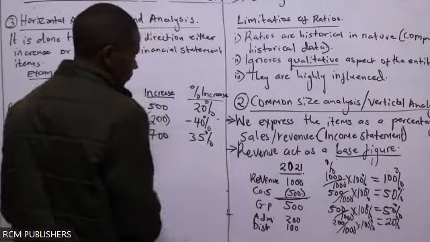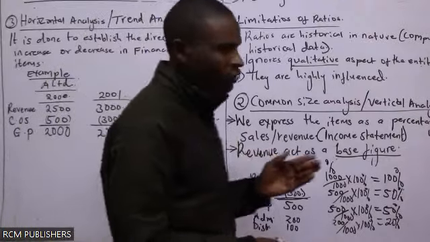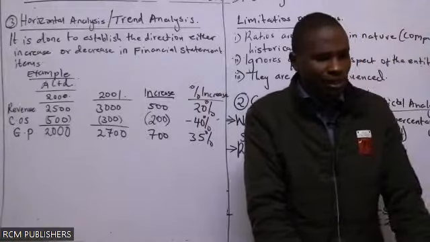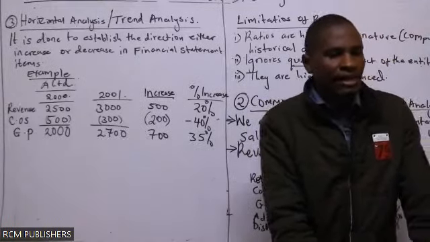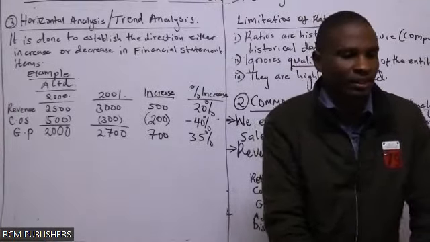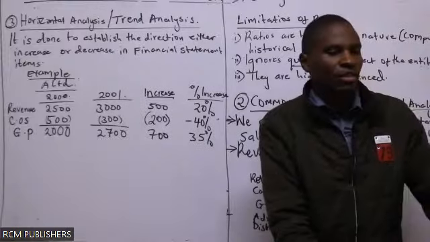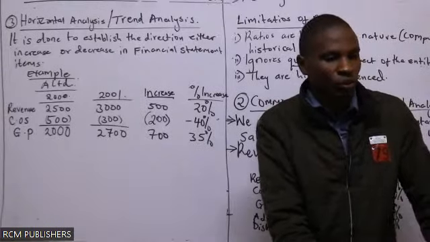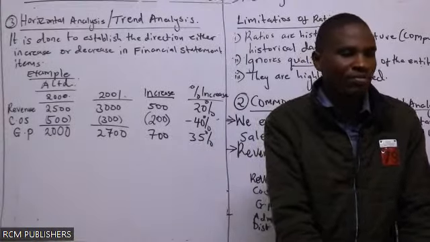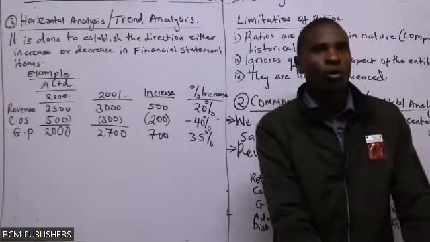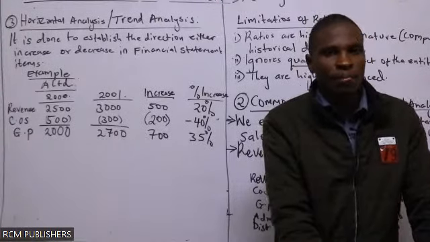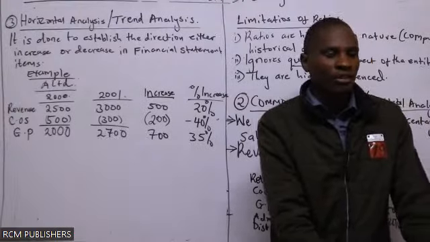So, do you understand the difference between common size analysis and trend or horizontal analysis? Do you understand? I'd like to get that from you. Have you understood how we are getting this? It's very, very simple. What you have to know is whether the examiner wants you to give it in a horizontal way or in a vertical way.